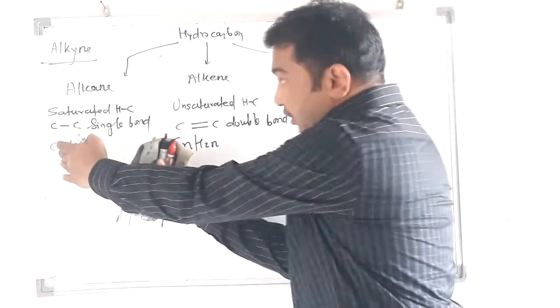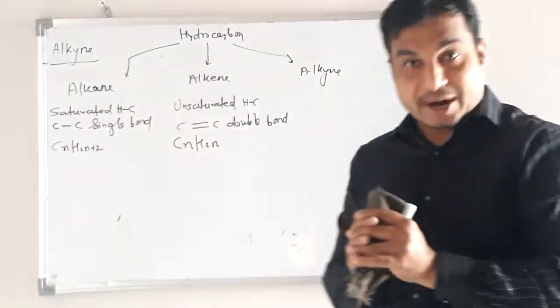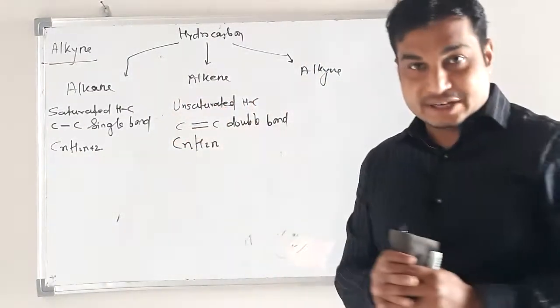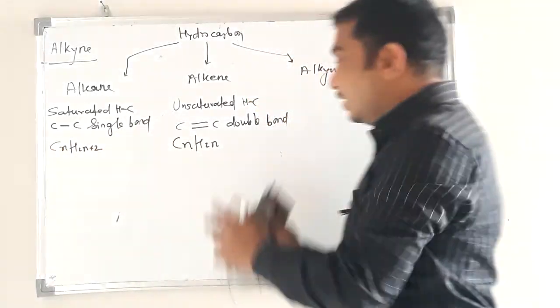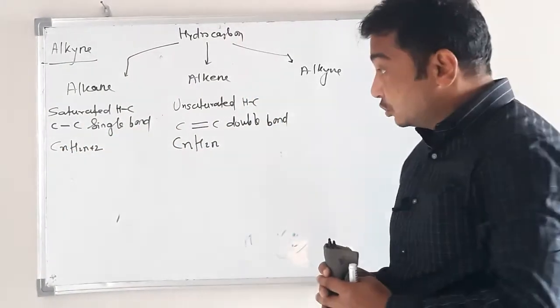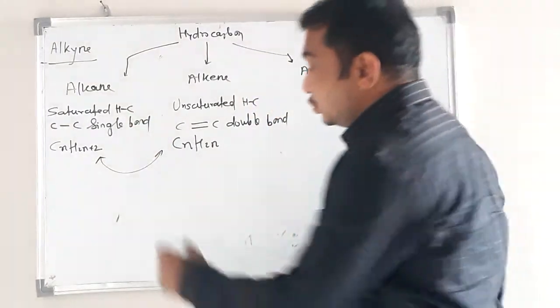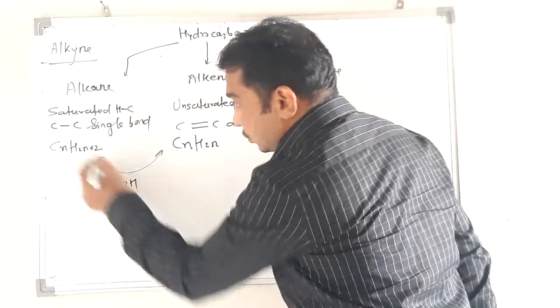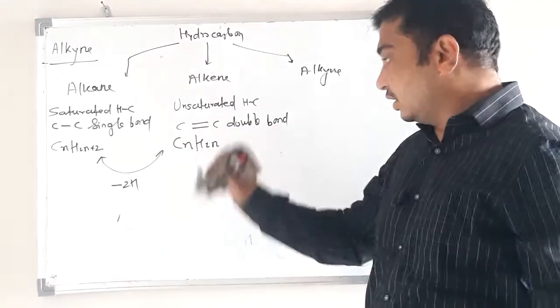So what is the difference between alkane and alkene? Alkane is a saturated hydrocarbon with formula CnH2n+2, and alkene is an unsaturated hydrocarbon with CnH2n. So what is the difference between these? A deficiency of 2 hydrogens. If we remove 2 hydrogens from alkane, you will get alkene. That is the difference.